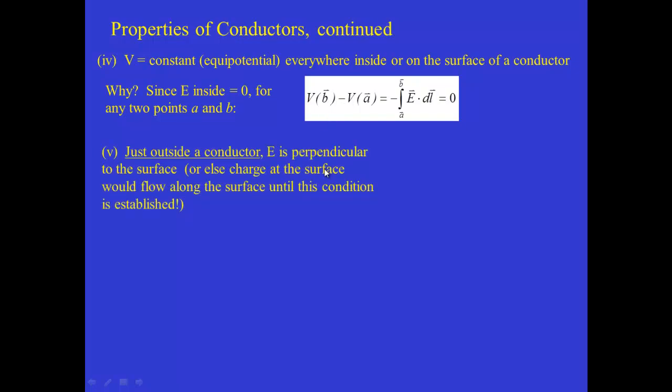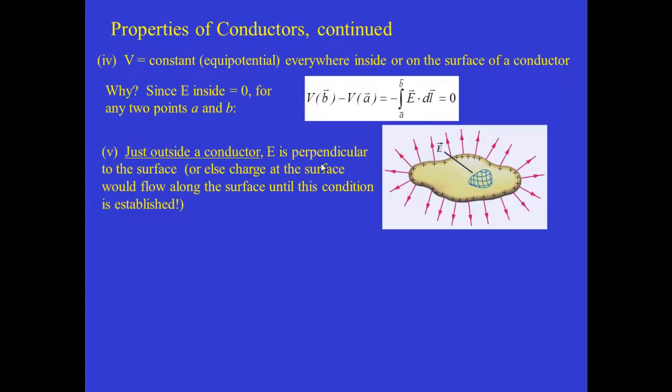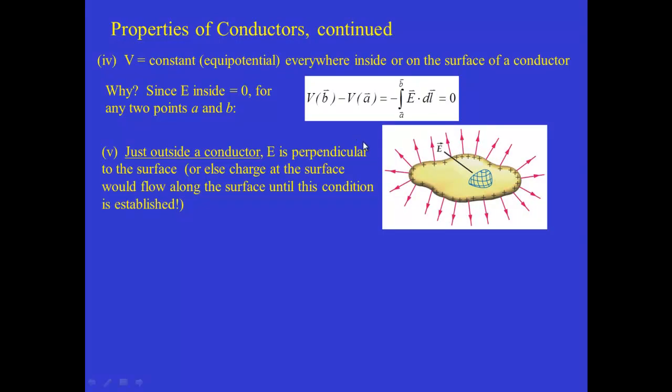Another property is if we look at the situation just outside a conductor on its surface, we can deduce that E, the electric field, must be everywhere perpendicular to the surface. Now, why is this? Well, here, let me show you the way it looks. This is what we have for an arbitrary shaped conductor. Let's imagine that there is net charge, positive charge, on the surface as shown in the diagram.